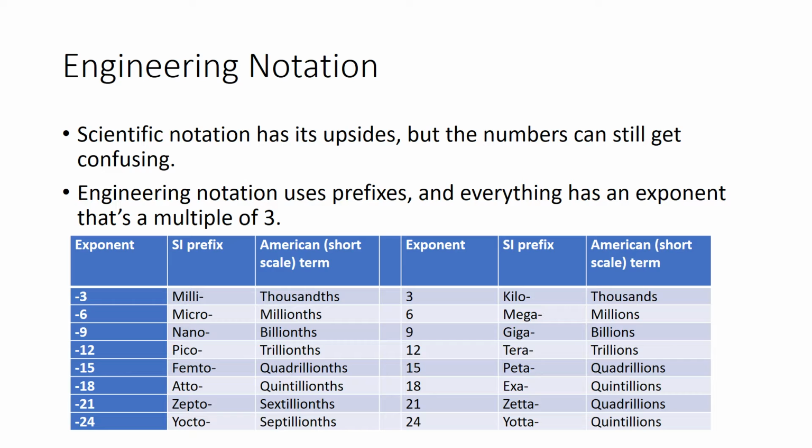Oh, by the way, billions. It says they're American short scale term. And that's because technically a British billion is different. It's 10 to the power 12. I'm not too keen on that naming system, to be honest, and it is, I think, kind of dying out. But having billions as 10 to the power 9, that is the American version.